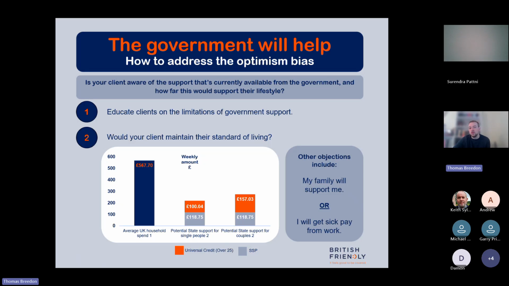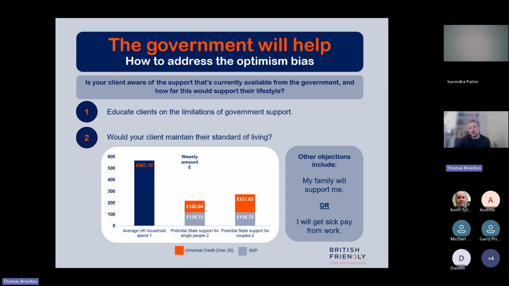So the government support is pretty limited. Make sure you really focus on that when you talk to clients, if you ever get someone saying that to you. This is the average weekly household spend in the UK: just under £570 a week. If the client hasn't got income protection and they're off work, they may be entitled to statutory sick pay and universal credit. That totals a weekly benefit of just under £220 a week. Quite a shortfall from £570 to £220. And there's potential state support for couples there as well.